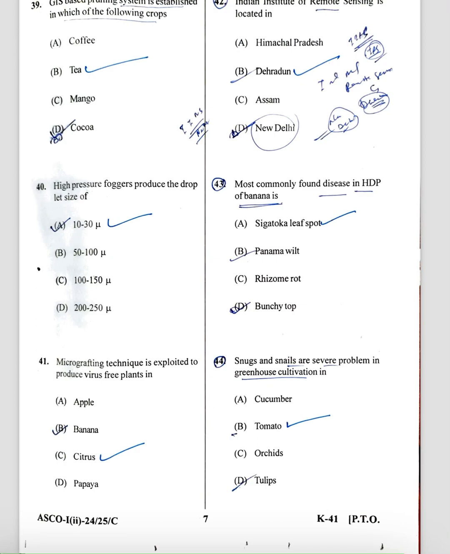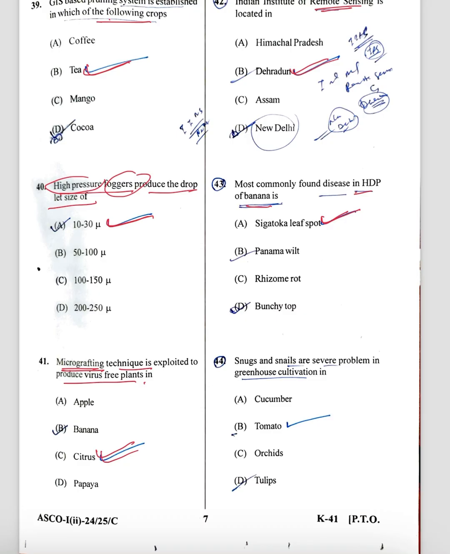The best pruning system is established in tea. A high pressure fogger produces a droplet size of about 10 micron, as high pressure means the droplet size decreases. Micrografting is majorly exploited to produce virus-free plants, in citrus. The Indian Institute of Remote Sensing is located in Dehradun. The most commonly found disease in high density planting of banana is Sigatoka leaf spot.